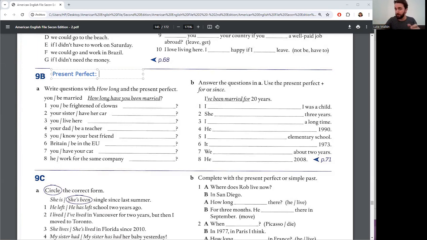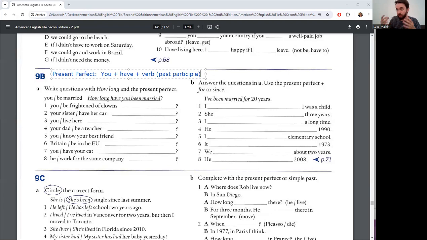How do we make the present perfect? With the subject, I, you, he, she, it. Then the verb have. Have as an indication for present perfect. This is not I have a coffee. This is have as an indication for present perfect. Then our verb. And to show present perfect, the verb should be the past participle.